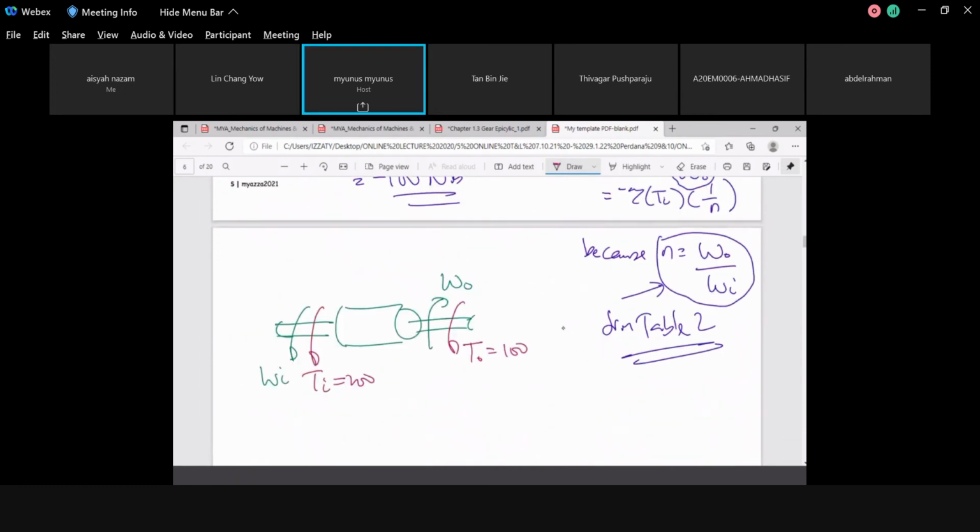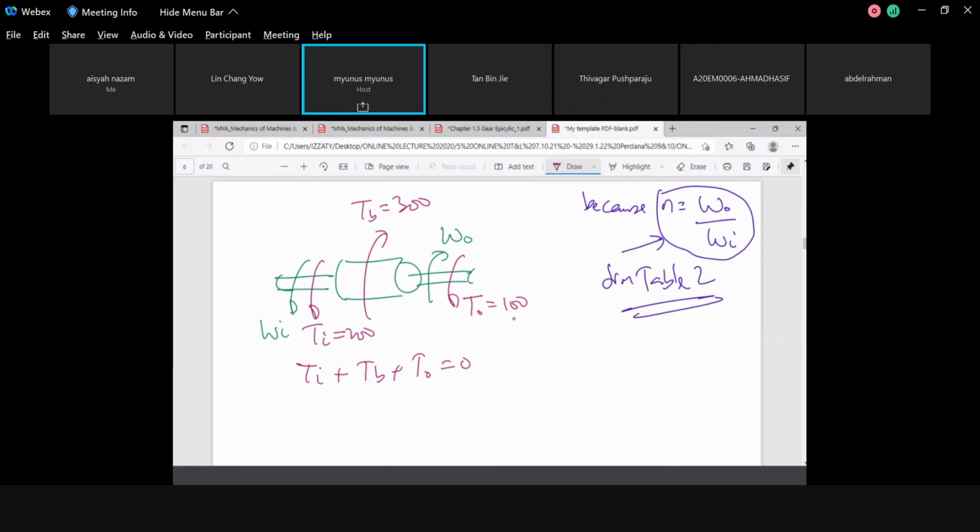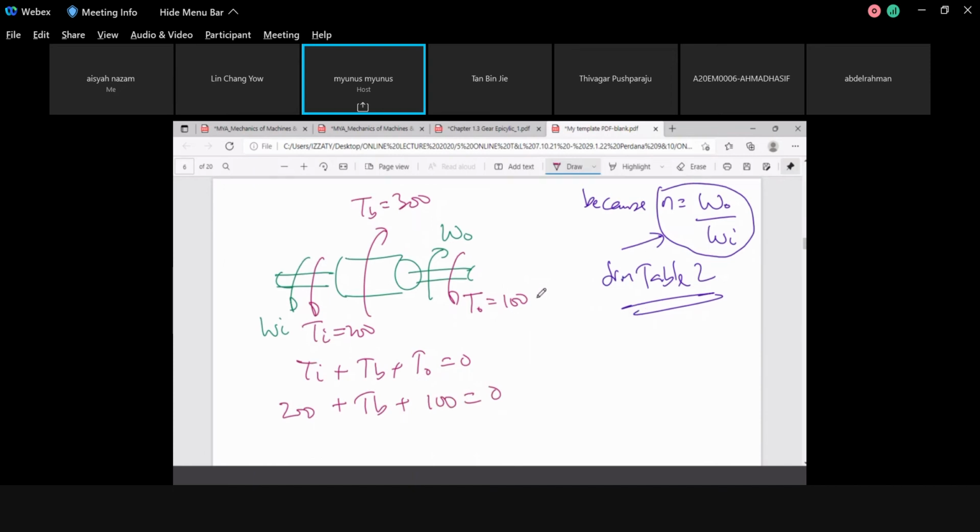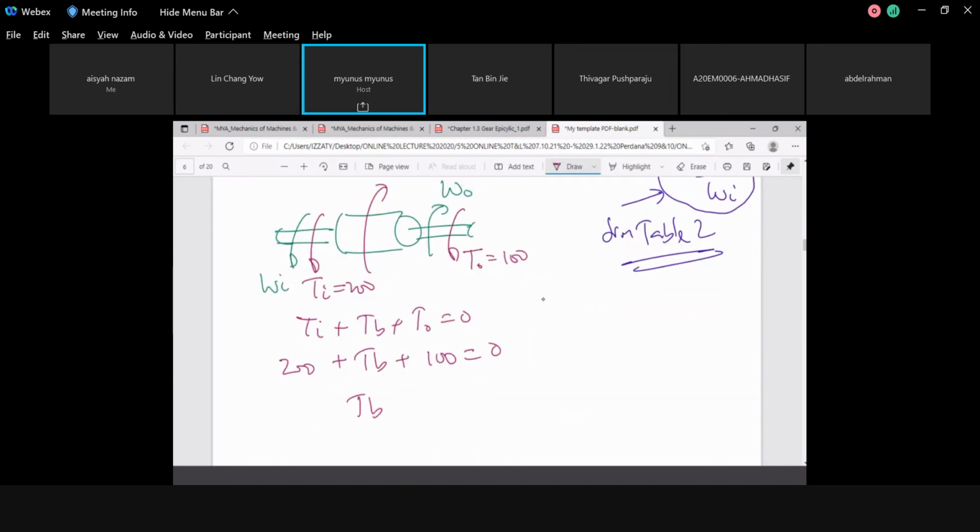So what do we have here? TB will obviously be this one, correct? It's 300. How do you prove it? Ti plus TB plus TO equals 0. Then put in all the numbers. You have 200 plus TB, which we do not know, plus 100 equals 0. Correct? Then TB is obviously negative 200 plus 100, equal to negative 300 Newton meter.